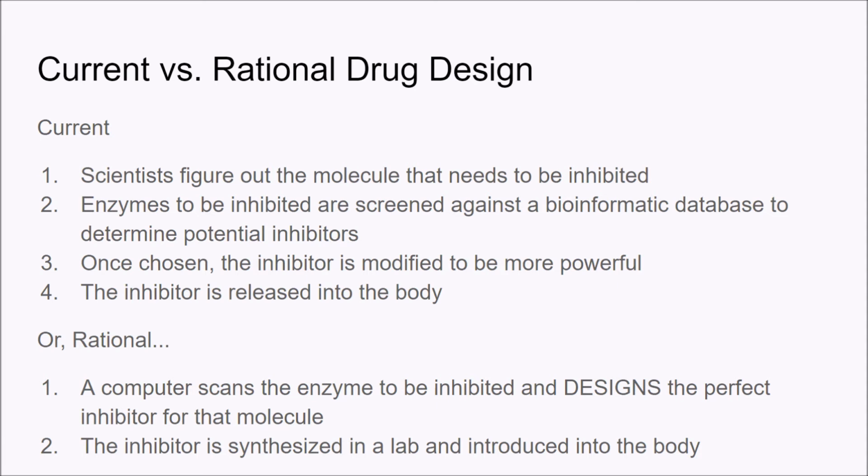Malaria would be defeated. But now, oh, this is cool. Now we have this weird sci-fi thing called rational drug design. The idea behind rational drug design is that we use a computer to scan the three-dimensional shape of the enzyme we want to inhibit, and then the computer designs the perfect chemical inhibitor for that molecule, and we synthesize that in the lab.